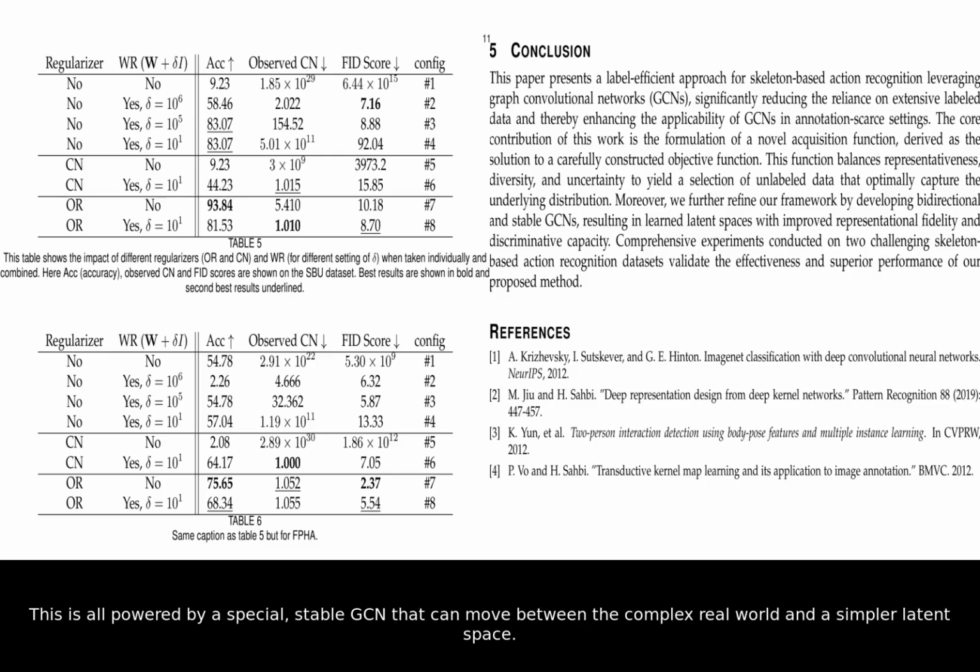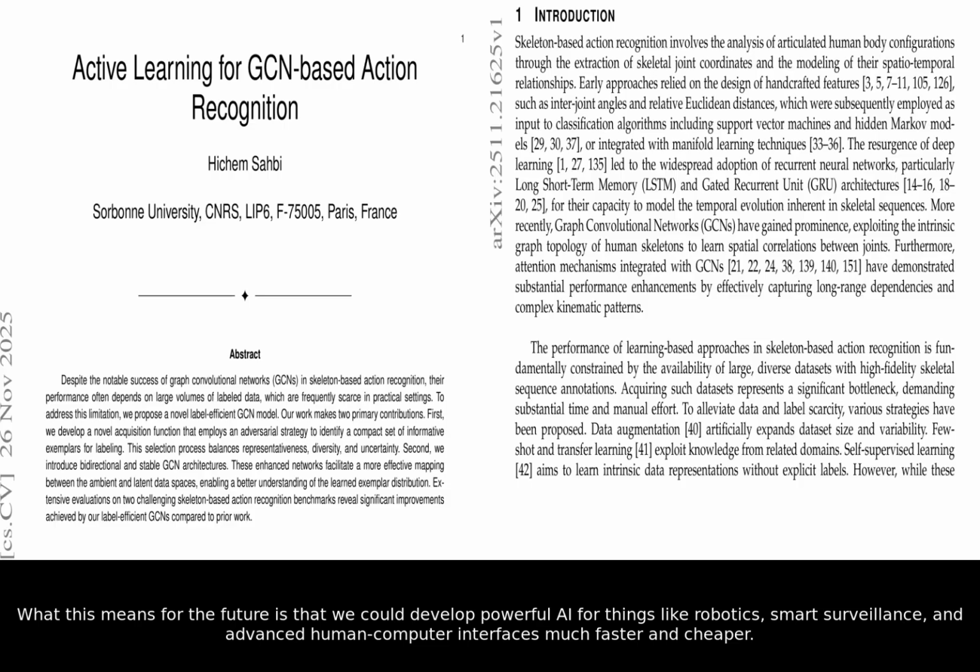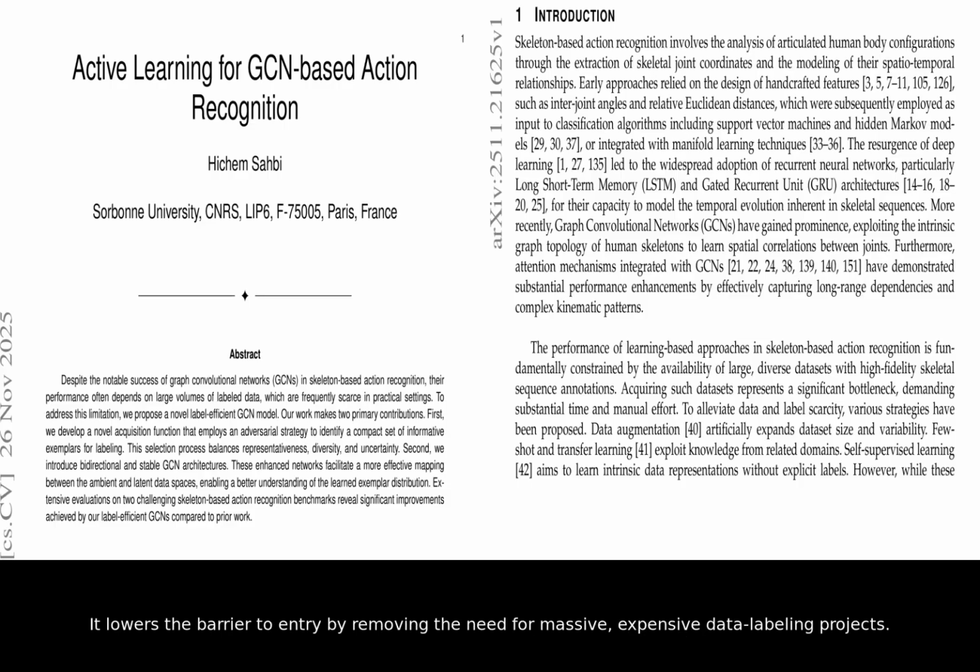What this means for the future is that we could develop powerful AI for things like robotics, smart surveillance, and advanced human-computer interfaces much faster and cheaper. It lowers the barrier to entry by removing the need for massive, expensive data labeling projects. By teaching AI to ask smarter questions, we can help it learn more with less.